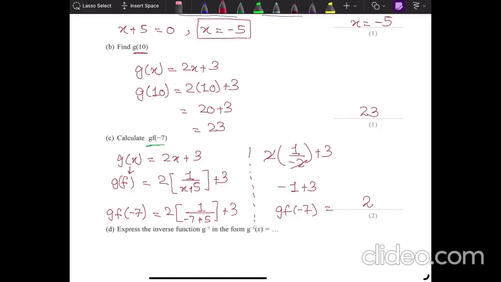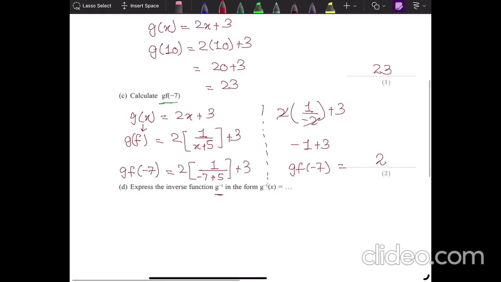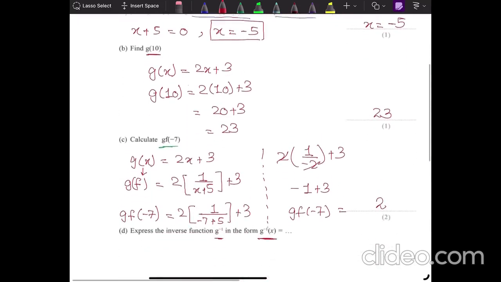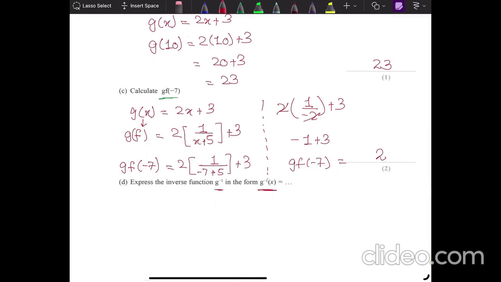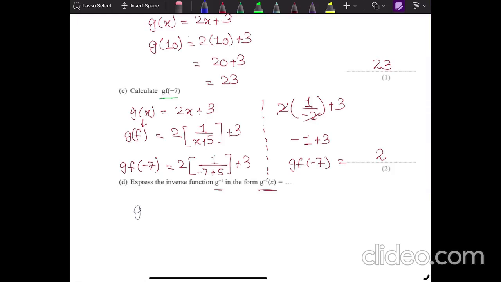Okay, so the last part is asking me to express the inverse function g inverse. He wants g inverse in the form g inverse of x. So basically he's asking for the inverse function of g(x). So I need to write g(x) first, and I can see here that g(x) is equal to 2x + 3. So I will write it.